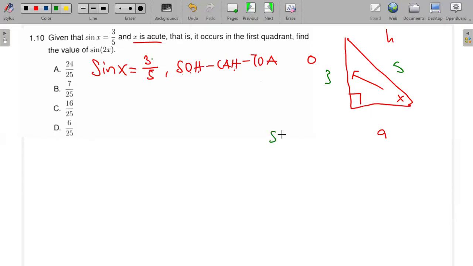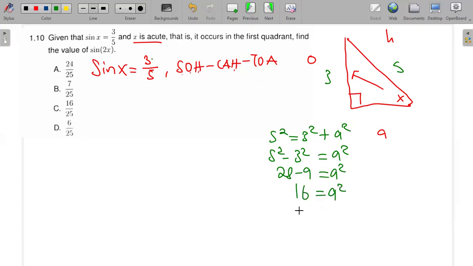So it will just be 5 squared is equal to 3 squared plus a squared, meaning 5 squared minus 3 squared is equal to a squared, meaning 25 minus 9 is equal to a squared, which will mean 16 is equal to a squared, and 4 is equal to a. So the adjacent is just 4.